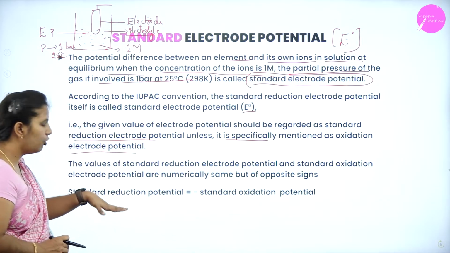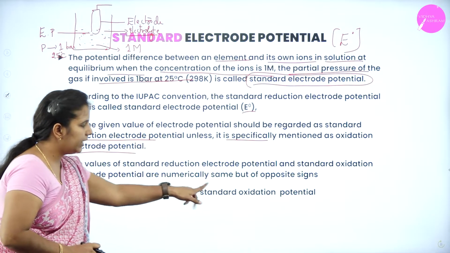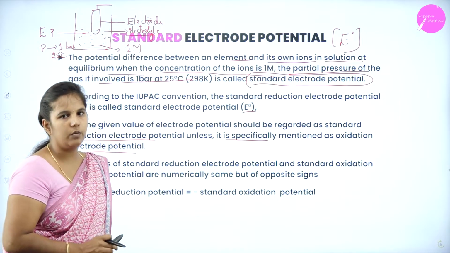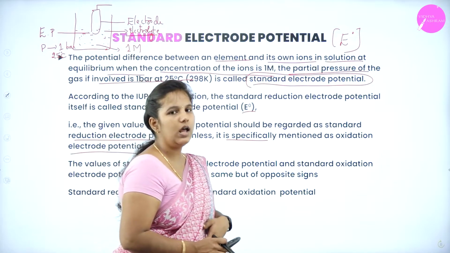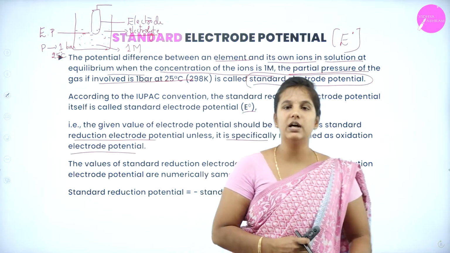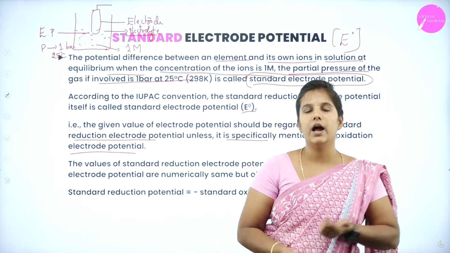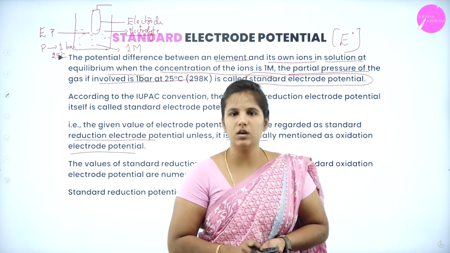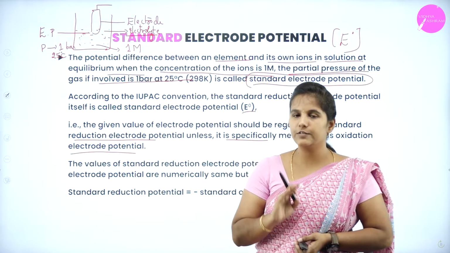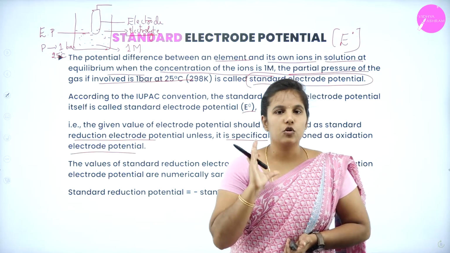Here remember, reduction will always be taking place on this side, and oxidation will always be taking place on that side. So this is the difference between the standard reduction potential and the standard oxidation potential. Hope you all understood the standard electrode potential.